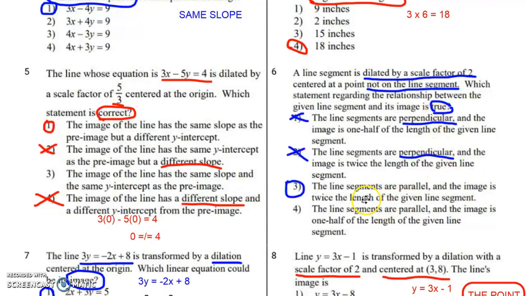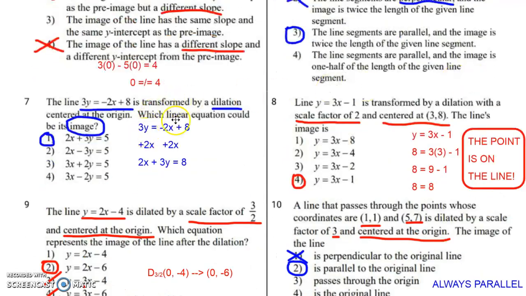And the image is twice the length of the given line segment? Well, that's true because we're dilating by a scale factor of 2, multiplying every number by 2. In this case, it asks us what the image is when we're dilating centered at the origin. It's the same type of question as the previous question. We're going to take this equation and rearrange it so that all the variables are on one side and then find the one that matches.